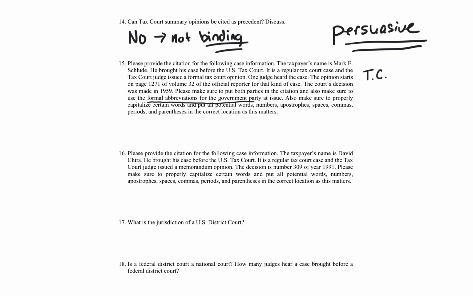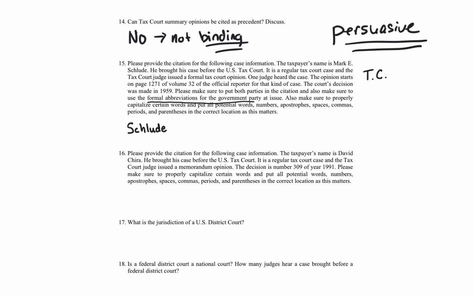Okay, so again, regular tax court case, T.C. is the official reporter. So now we have to think about our citation. And again, we have to have both parties. Remember that we always start in a tax court case with the taxpayer. So the taxpayer here, we use the last name. So we start with S-C-H-L-U-D-E. So Schlude is the last name. Then we put a space.